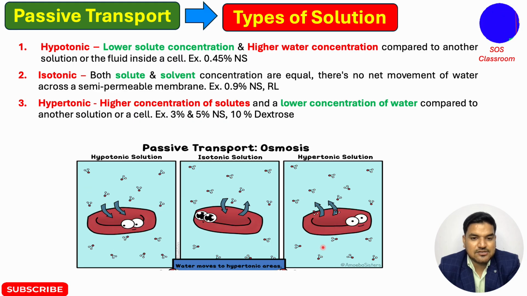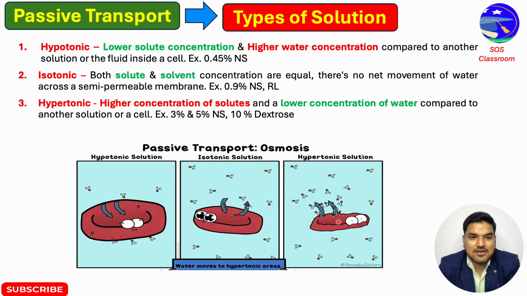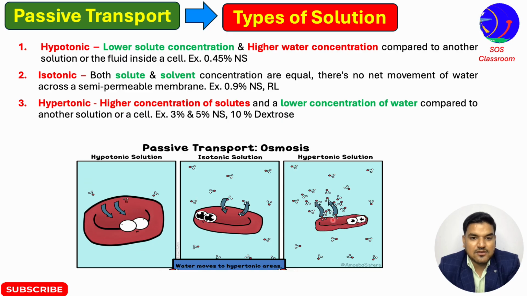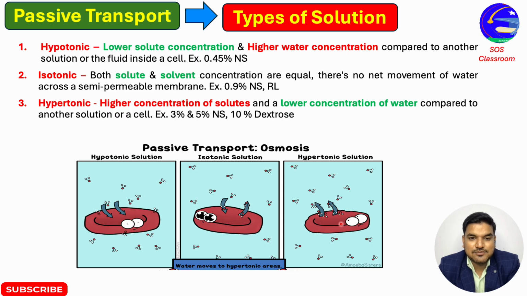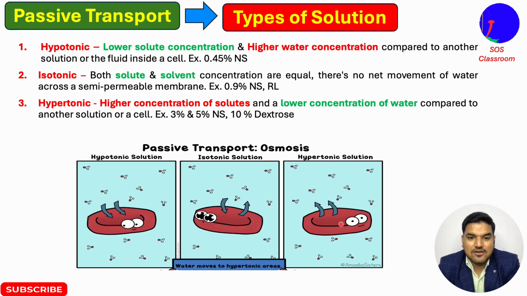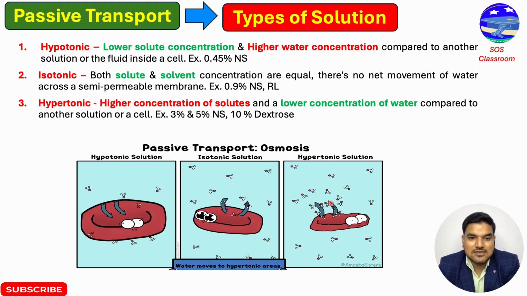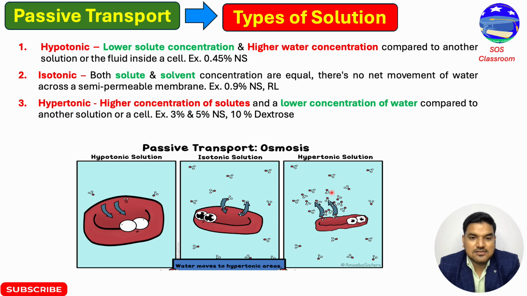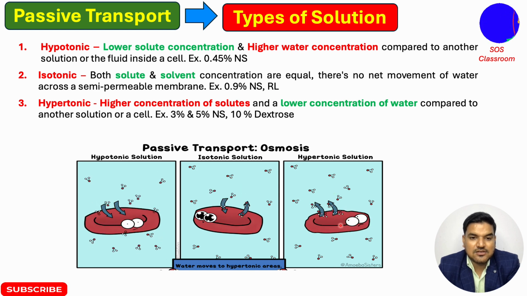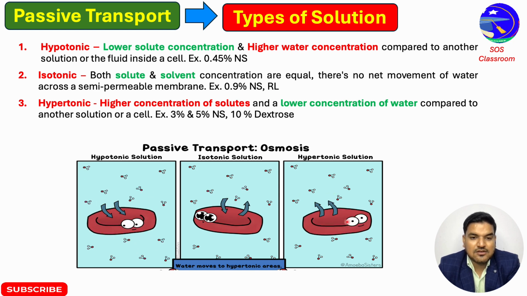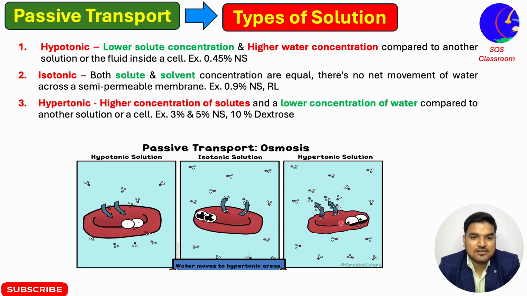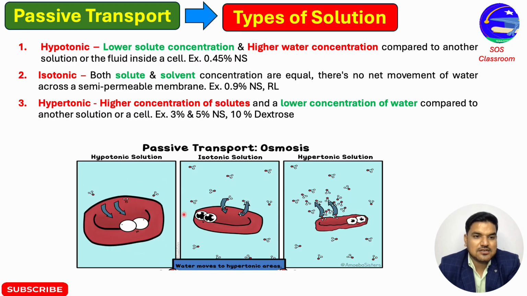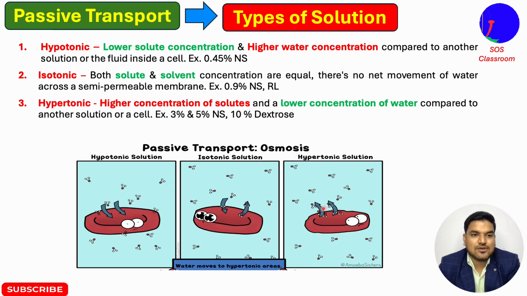Outside is higher concentration and the cell doesn't have a higher concentration of the same type of solution. Then the solvent inside, meaning water, moves toward the higher concentration, from the cell to the extracellular fluid. So this is called narrowing or constriction of the cell. You can see constriction of the cells. So these are the three types of solution.